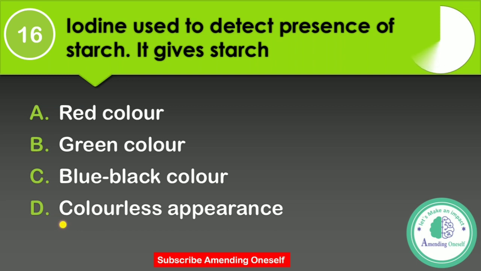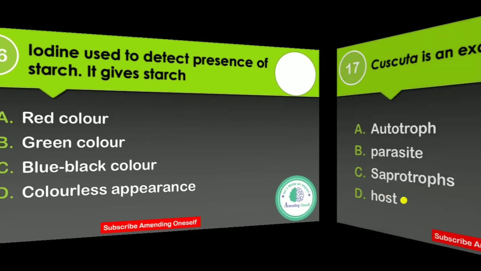I repeat the question. The question is, iodine is used to detect the presence of starch. It gives starch what color? These are the options. Actually, this kind of question, multiple choice questions with a short period of time, makes you more intelligent for competitive exams.